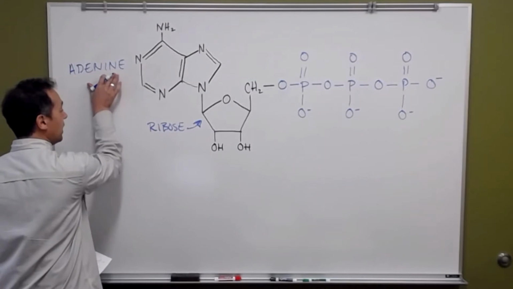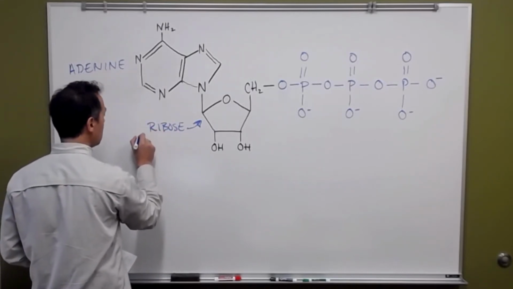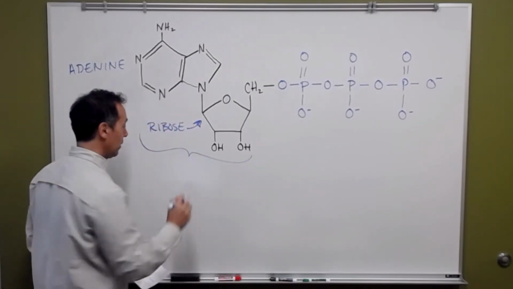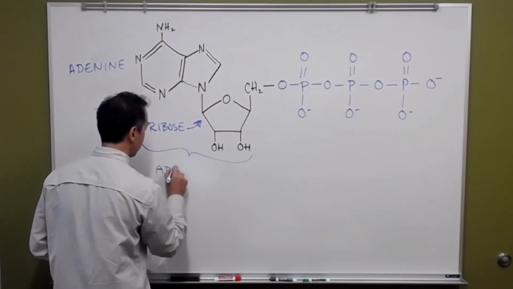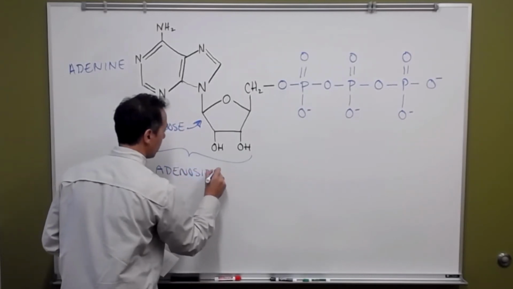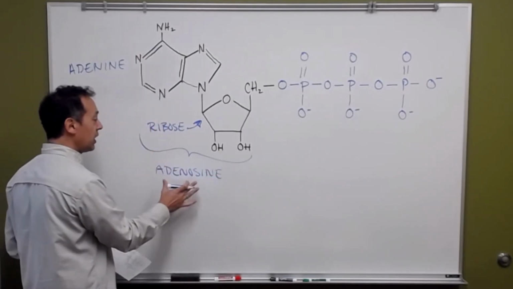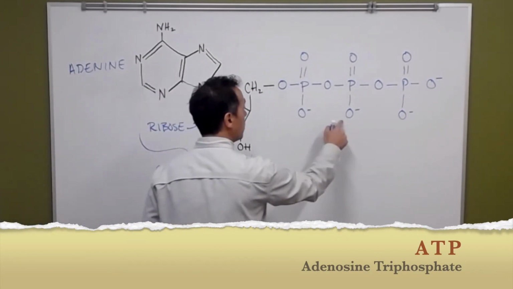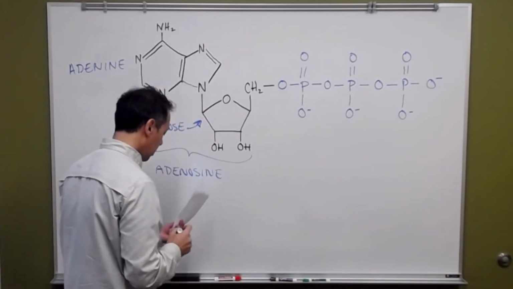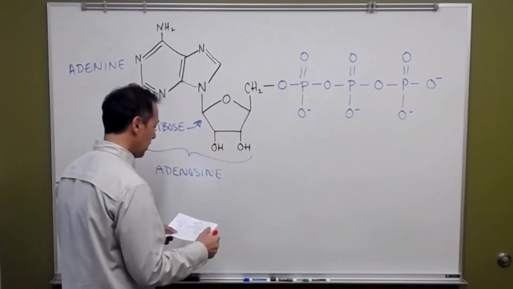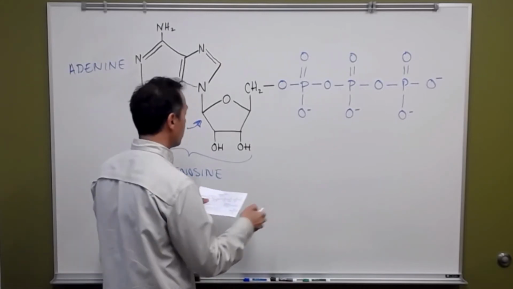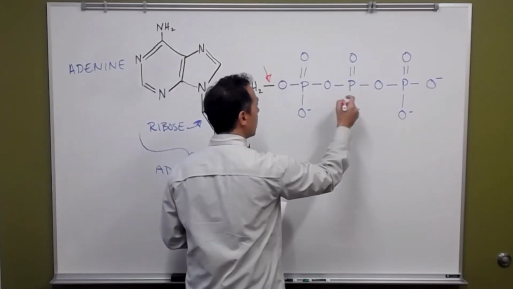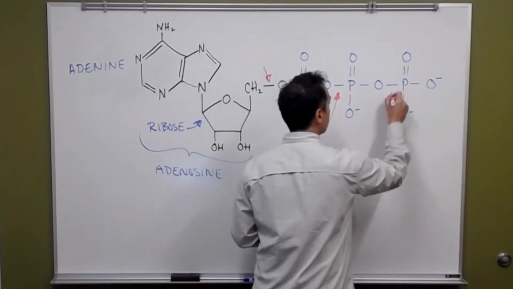And then the adenine and the ribose, if we combine these two together, this gives us adenosine. Okay, and that is where we get the term ATP from, adenosine triphosphate. 1, 2, 3 different phosphate groups. And a little bit about what's going on here with these phosphate groups is we have two different types of bonds. This bond here is different than the bond here and the bond here.